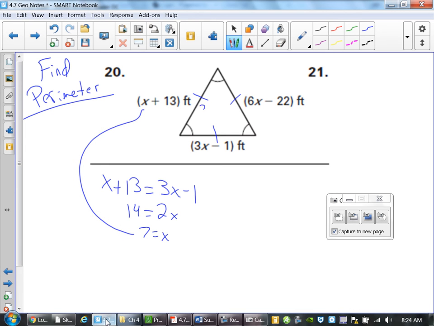How? 7 plus 13 is 20. 3 times 7 minus 1 is 20. 6 times 7 is 42. Subtract 22 is 20. Therefore, your perimeter is 60.